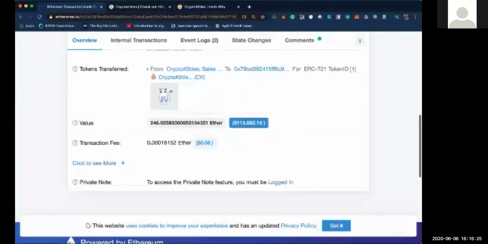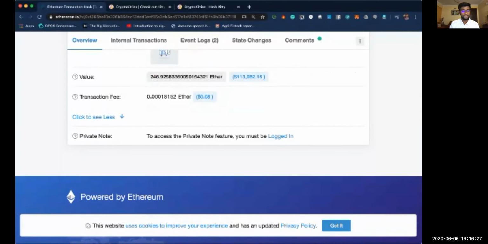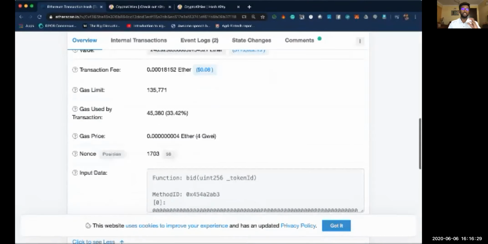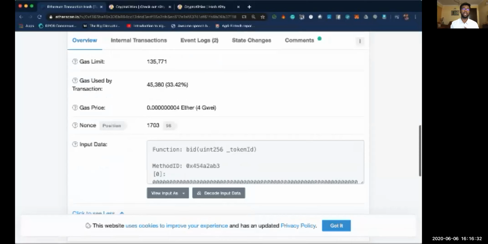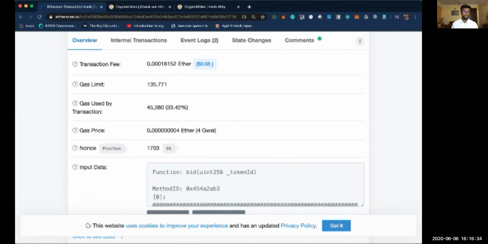So let's see what is there when we click to see more. This shows a lot of technical details: gas used, gas limit. Gas is the transaction fee that goes in. It is in terms of gas. You have to specify a particular gas that goes with every Ethereum transaction. That is what we call gas.